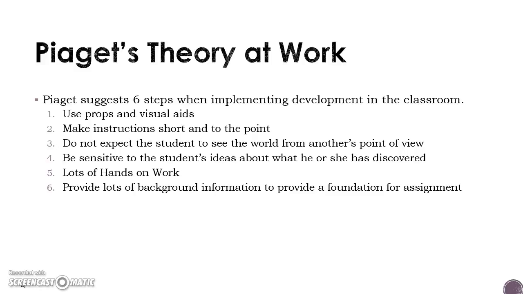Piaget's theory at work: he suggested 3 steps when implementing it in the classroom based on their development. The first one is use props and visual aids. The second is make instruction short and to the point. Third, do not expect the student to see the world in your view or in any other person's view. Be sensitive to what the student has discovered and their ideas.